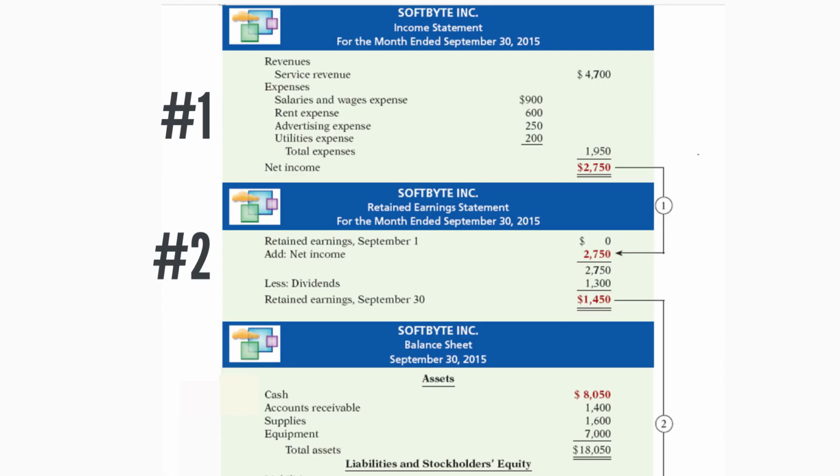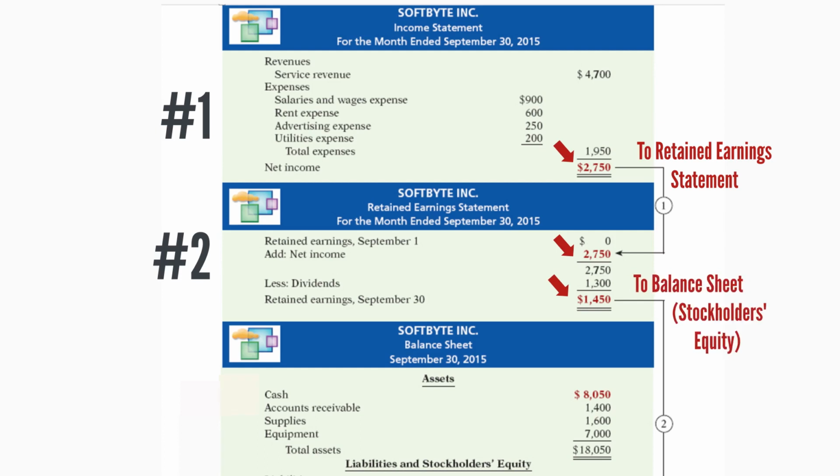The last thing I want to discuss is how these statements are interrelated. Net income of $2,750 on the income statement is added to the beginning balance of retained earnings in the retained earnings statement. The ending balance in retained earnings of $1,450 is reported on the balance sheet, more specifically in the stockholders' equity section.